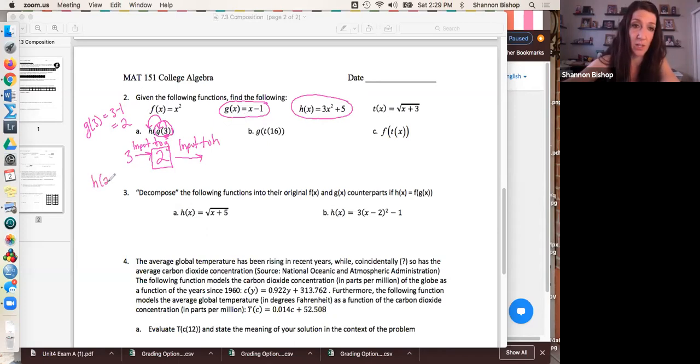So you have to plug 2 in to H. So what is H of 2? H of 2 is 3 times 2 squared plus 5. Let's see, 2 squared is 4. 4 times 3 is 12, plus 5 is 17. And that is the final answer. So notationally speaking, H of G of 3 is 17. You can just leave it in flowchart form, doesn't matter to me, or you can write it notationally as I did at the end. H of G of 3 is 17.